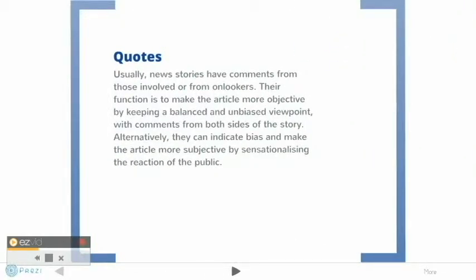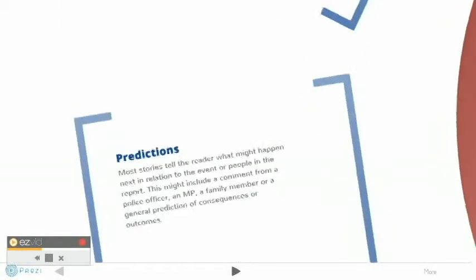Quotes. Usually, news stories have comments from those involved or from onlookers. The function is to make the article more objective by keeping a balanced and unbiased viewpoint, with comments from both sides of the story. Alternatively, they can indicate bias and make the article more subjective by sensationalizing the reaction of the public.